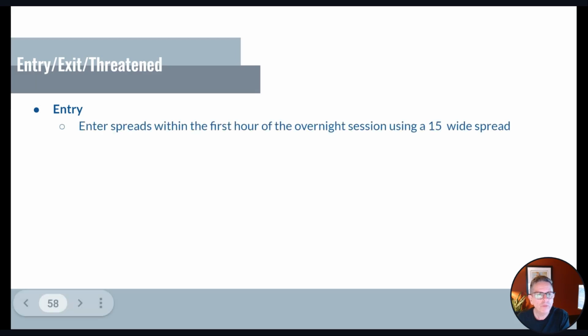Okay, so what happens here? So we enter these spreads within the first hour of the overnight session, or I like to do it at around 2 o'clock in the afternoon. And the reason I like to do it at 2 o'clock in the afternoon is because around 2 o'clock or a little bit after, the market is going to close at 4 o'clock. Okay, so the market begins to price that in when you're putting on these positions.